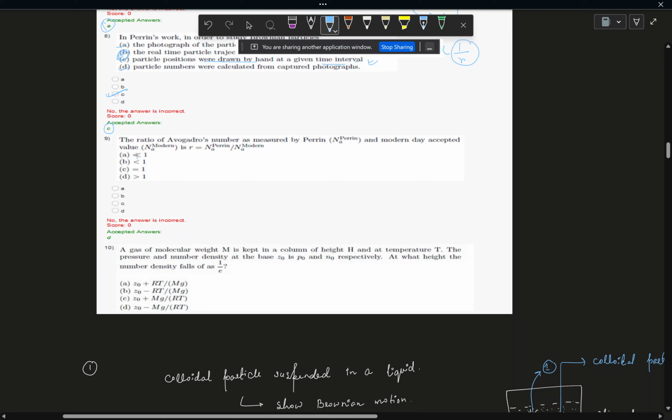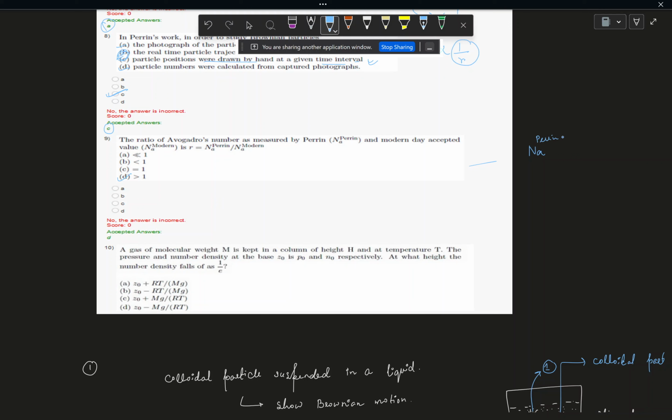Then question number 9 is that the ratio of Avogadro's number as measured by Perrin, which is marked as Na Perrin, and the modern-day accepted value of Avogadro's number, which is Na modern, is R, and you have to tell what the value of R is. First of all, I have seen two different values of Na Perrin from two sources. I am not sure which one is more accurate, I did not verify it, but whatever value we choose, the right answer will always be greater than 1, not equal to 1, not less than 1, and not even slightly less than 1. The real answer is obviously Na Perrin is greater than the Na modern.